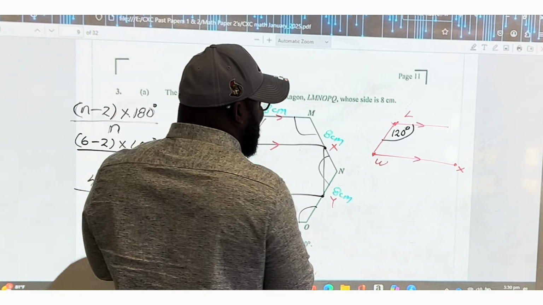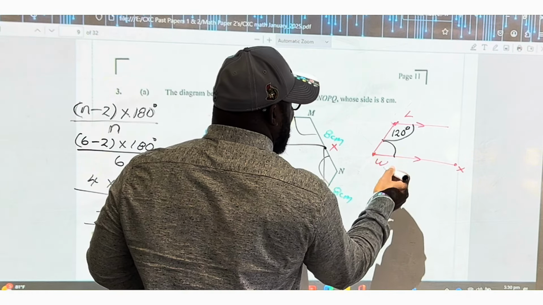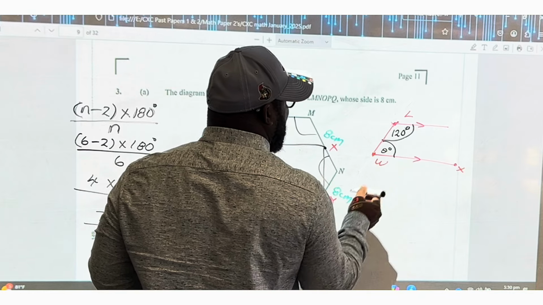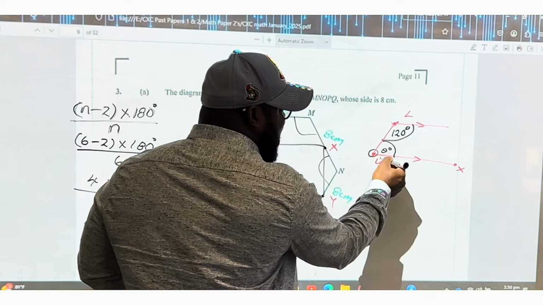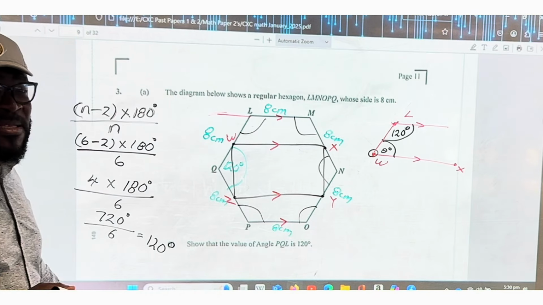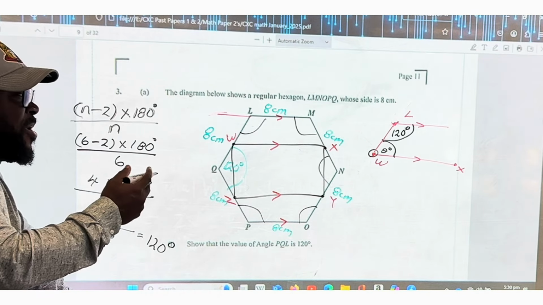So they want to define angle LWX. The middle letter is where the vertex is. So what is W? So tell me.